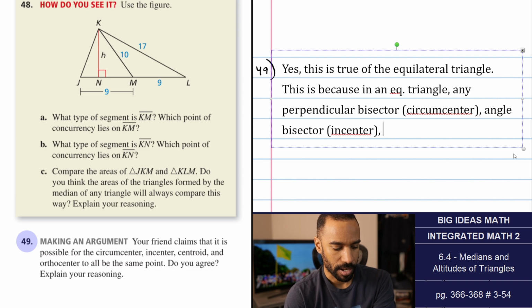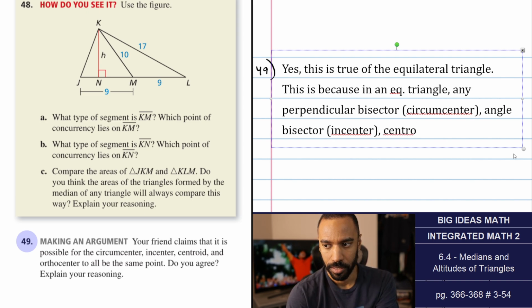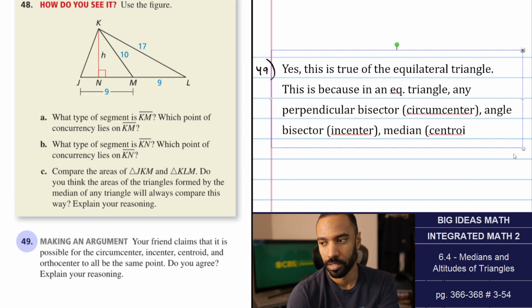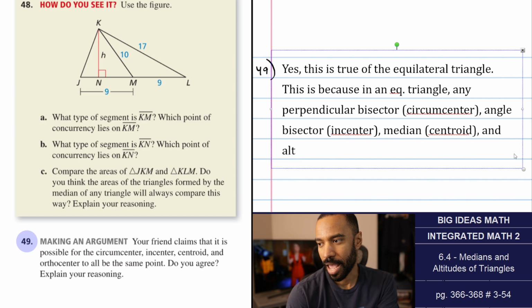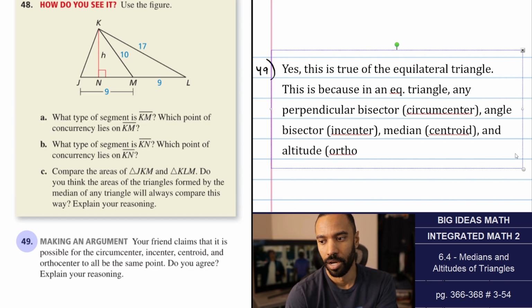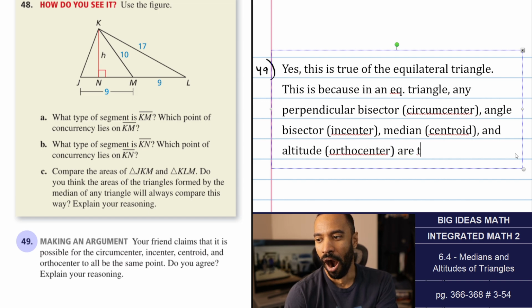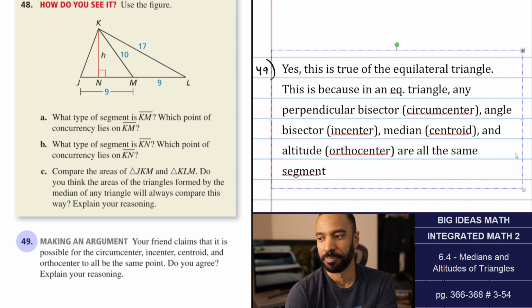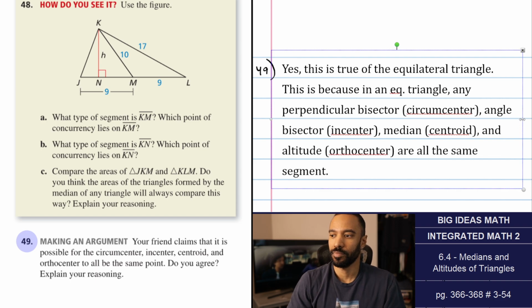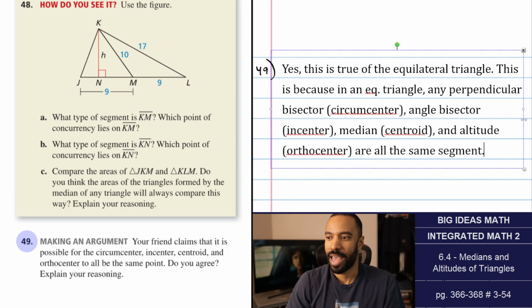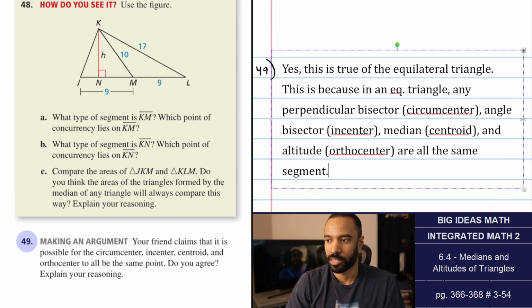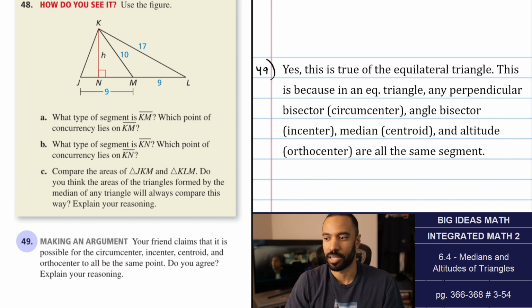any median, which is for the case of centroids, and altitude, which is the case of orthocenters, are all the same segment. So, for any point in the equilateral triangle, that's going to be the case.